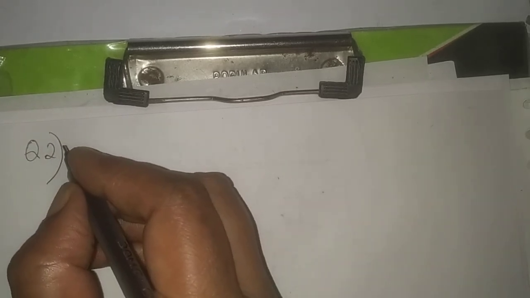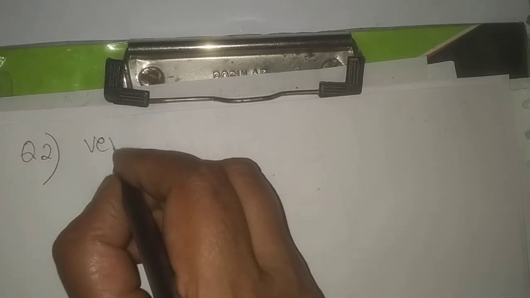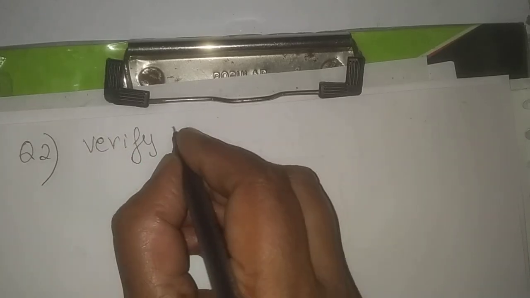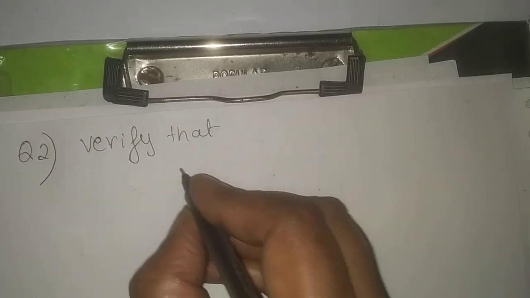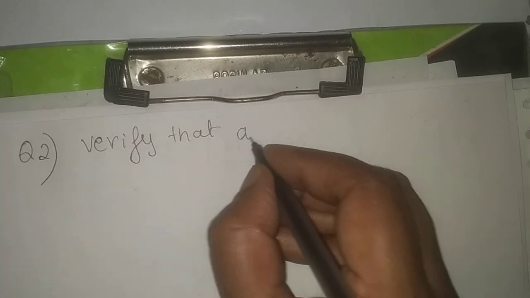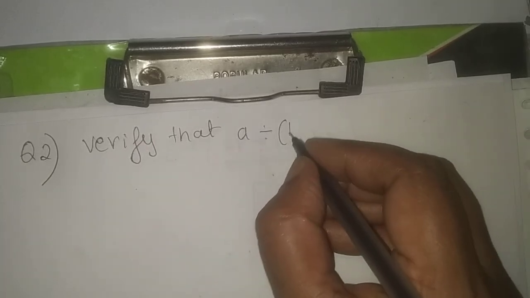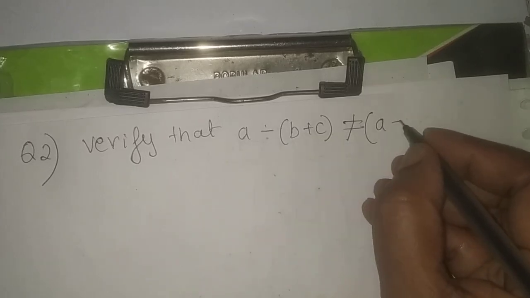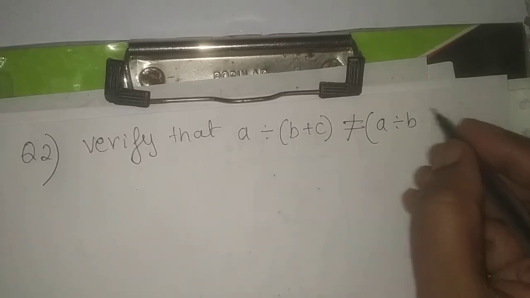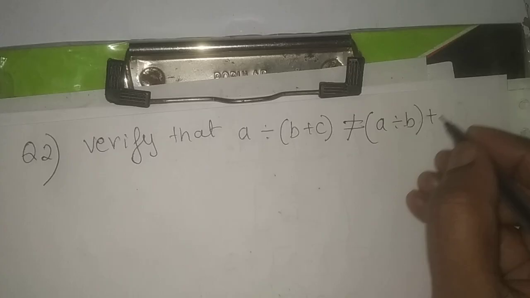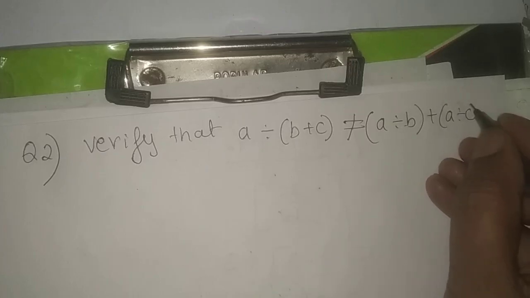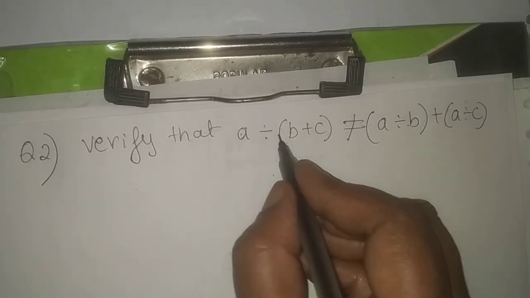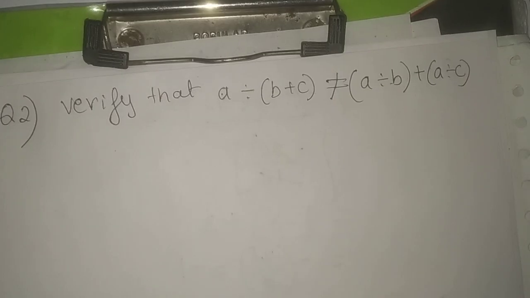Question 2. Verify that A divided by (B plus C) is not equal to A divided by B plus A divided by C. This is the distributive law, so expanding this will be the distributive law.